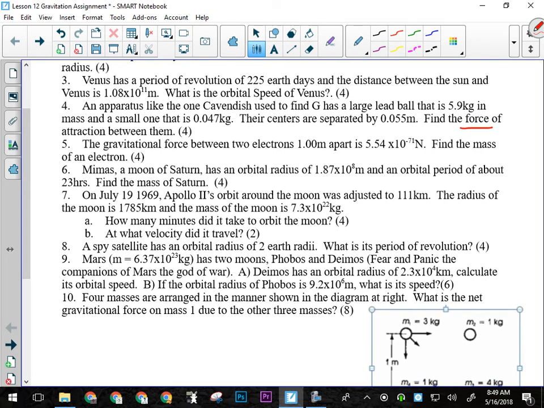Number six, we've got one about a moon orbiting Saturn. We're given its orbital radius and its orbital period. We're looking for the mass of Saturn. There's only one way to do that one.